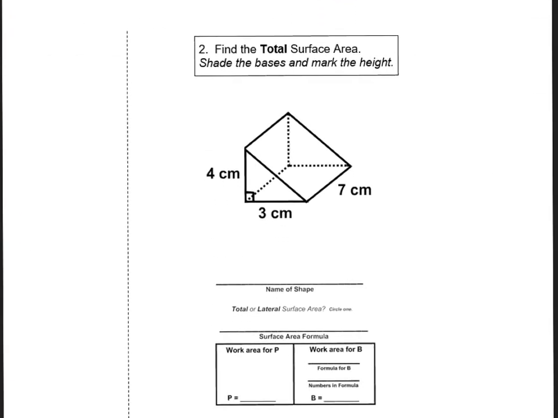So for number 2, again, we want total. Again, we want to shade the bases, which have to be the triangles. If those are our bases, then this piece that connects them must be the height. So we're going to call this one a triangular prism because of the bases. And we're going to circle that we're looking for total, because that's what it tells us in the problem. And we're going to write that formula one more time.